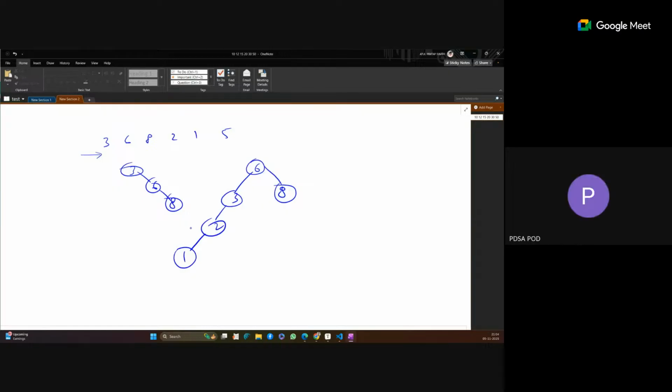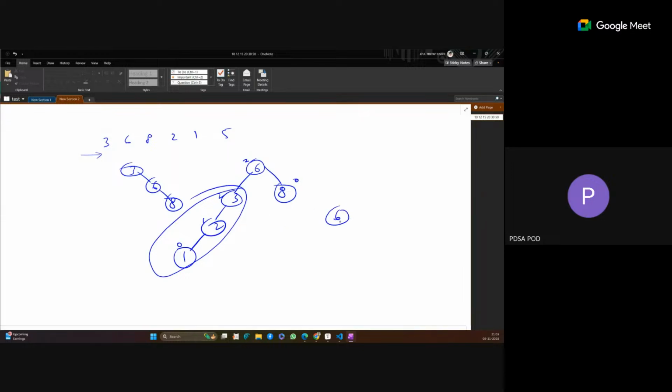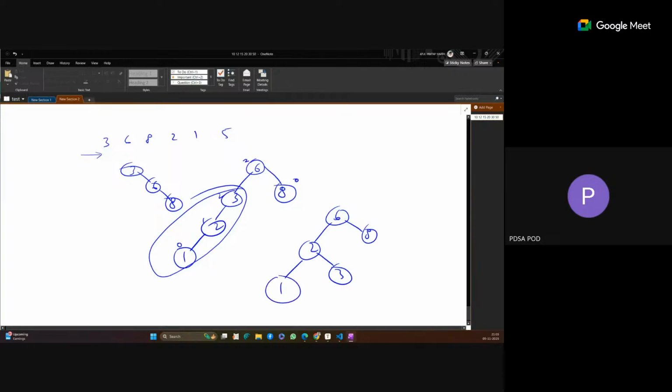So I am applying the rotation on this part, but I'm not applying it just by looking at the graph. Okay, balance factors 0, 1, 2, and 2, and that 0. So then I'm applying the rotation on this part. Then it will become 6 and 8, then 2 and 3, and then 1. Then 5: 5 will be inserted, 5 is greater than 2 and 3, so here.